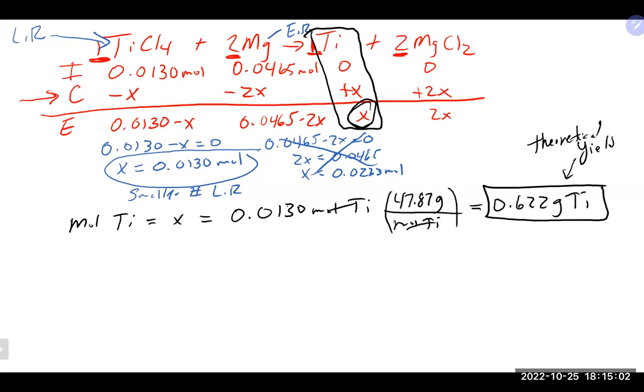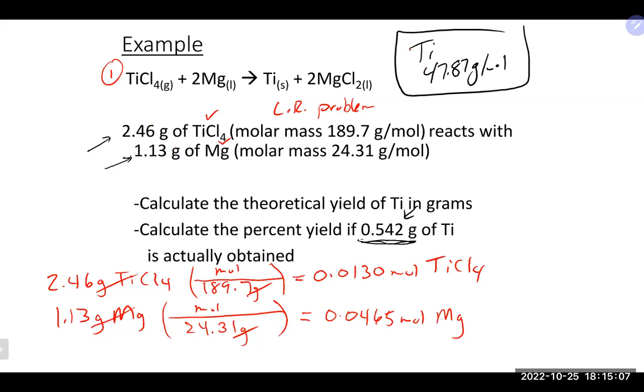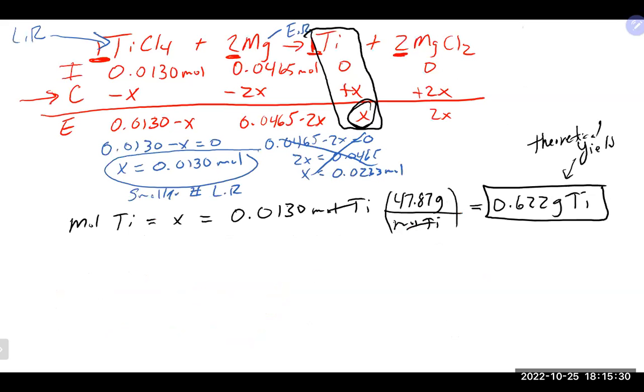Any questions on that there? Now we're also looking for the percent yield, which if we back up to the question here, we're looking for the percent yield if we made 0.542 grams. This is our actual yield, right? So again, in book problems, the actual yield is typically given to you. So to calculate the percent yield, we pretty much just divide the two. We're just going to take our actual 0.542 grams divided by our theoretical 0.622 grams.